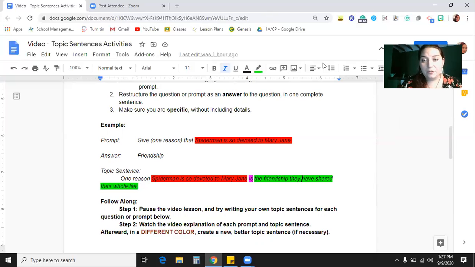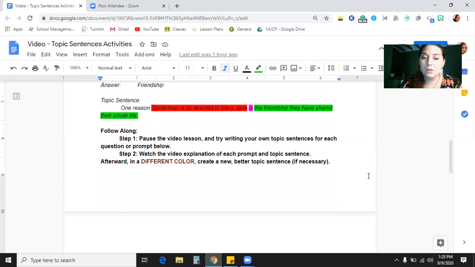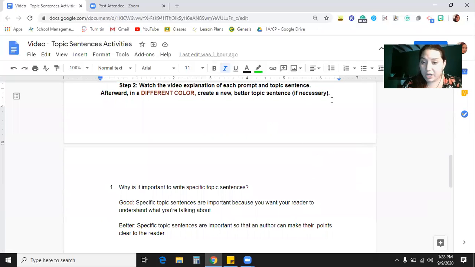All right, now that you've written your own examples of the topic sentences, we're gonna go over some good topic sentences and some even better topic sentences for each of those examples. So if you need to make any changes, do that in a new color.